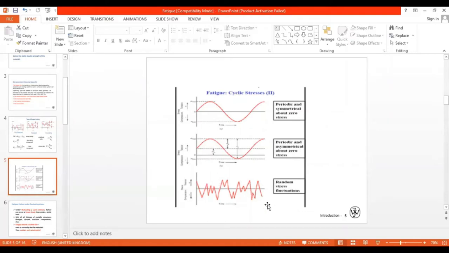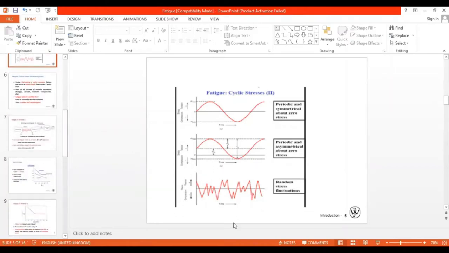Then this is another type of stress, random stress fluctuation. There is no proper pattern, and we also don't know whether it passes through zero or not. So this is not periodic. If it were periodic, it would be regular like the others. Symmetric about zero means the curve needs to pass through zero, but here we don't know where zero is. This is neither periodic nor symmetric. These are a few cyclic stresses which can occur.